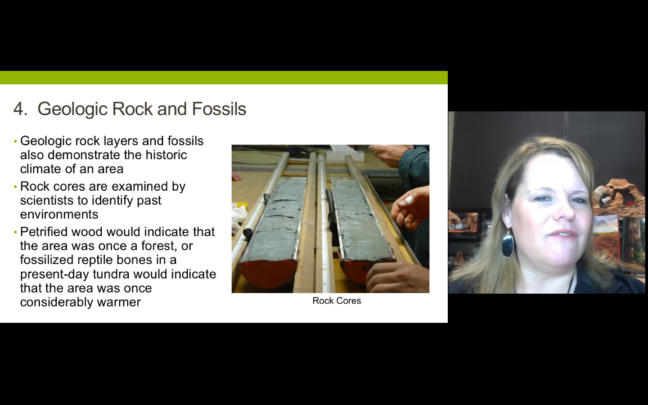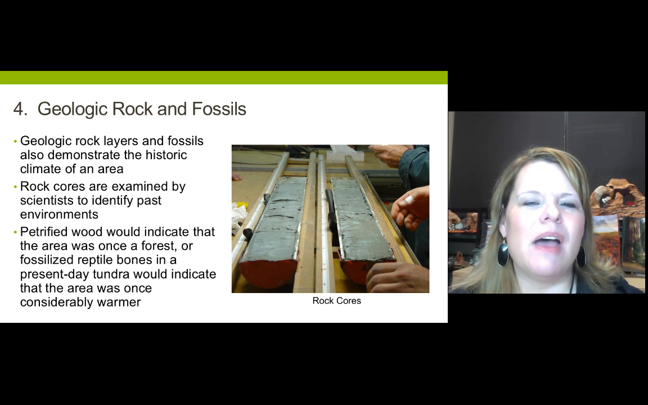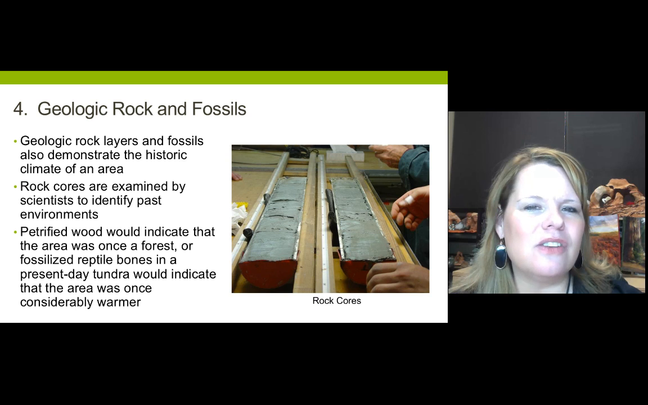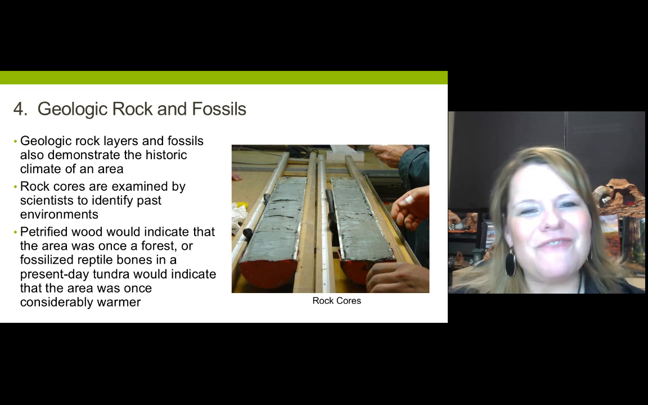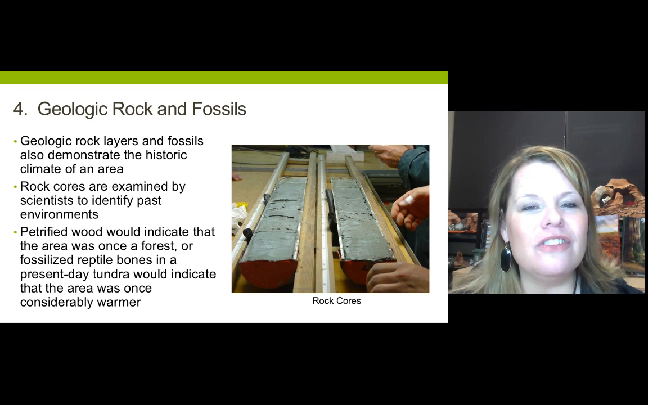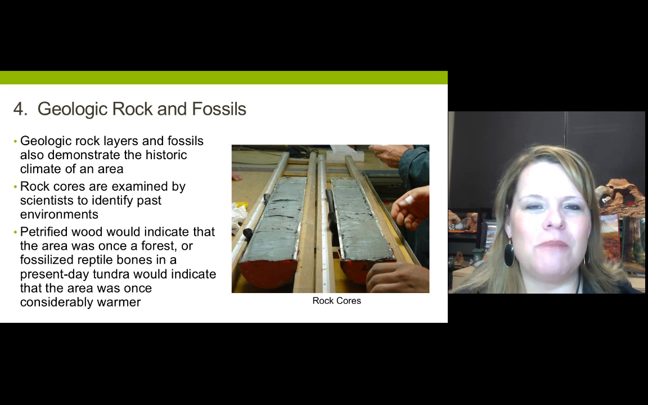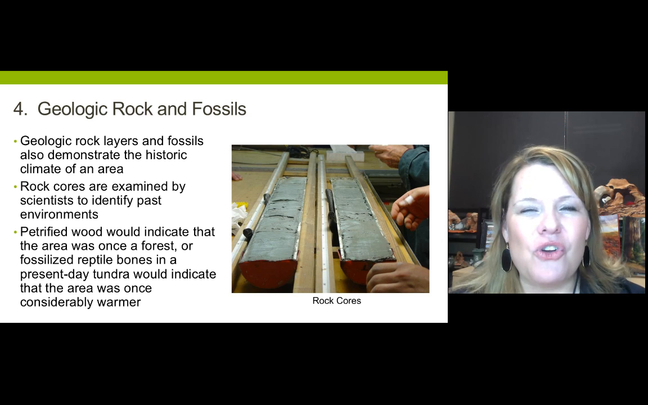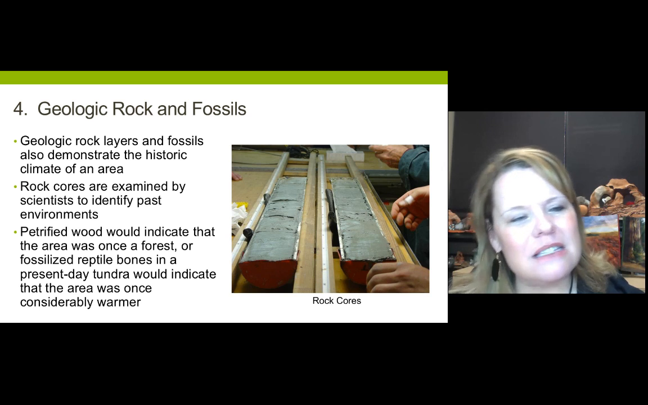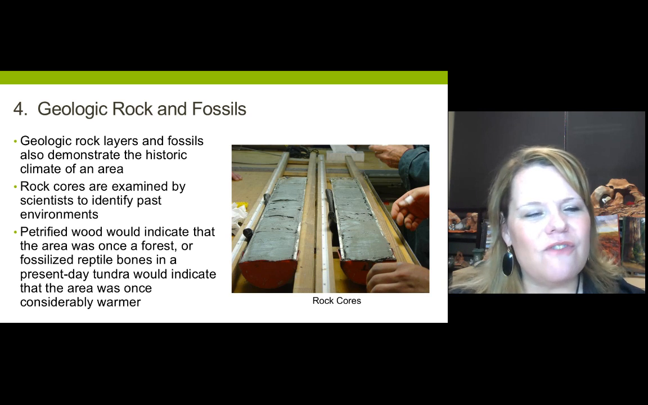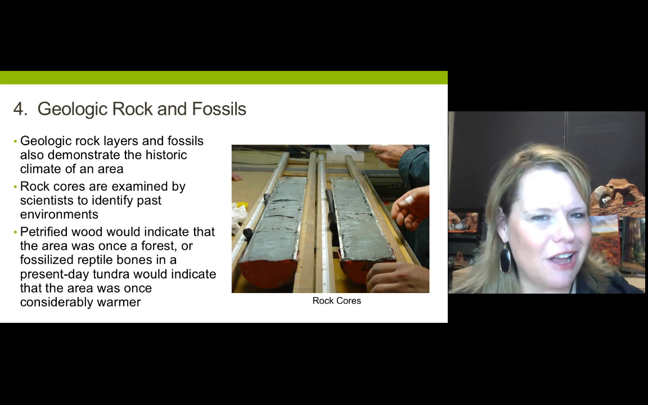The geologic rock and fossil record, great stuff, but keep in mind it's not as accurate in terms of capturing all those really good concentrations of stuff that's in the air and in the water that we've measured in modern time, because rock layers aren't made that fast, especially mud at the bottom of the ocean. It takes about 1,000 years just to get about a third of an inch of deposition at the bottom of the ocean in normal circumstances. So the geologic rock layers and fossils also demonstrate historic climate of an area.